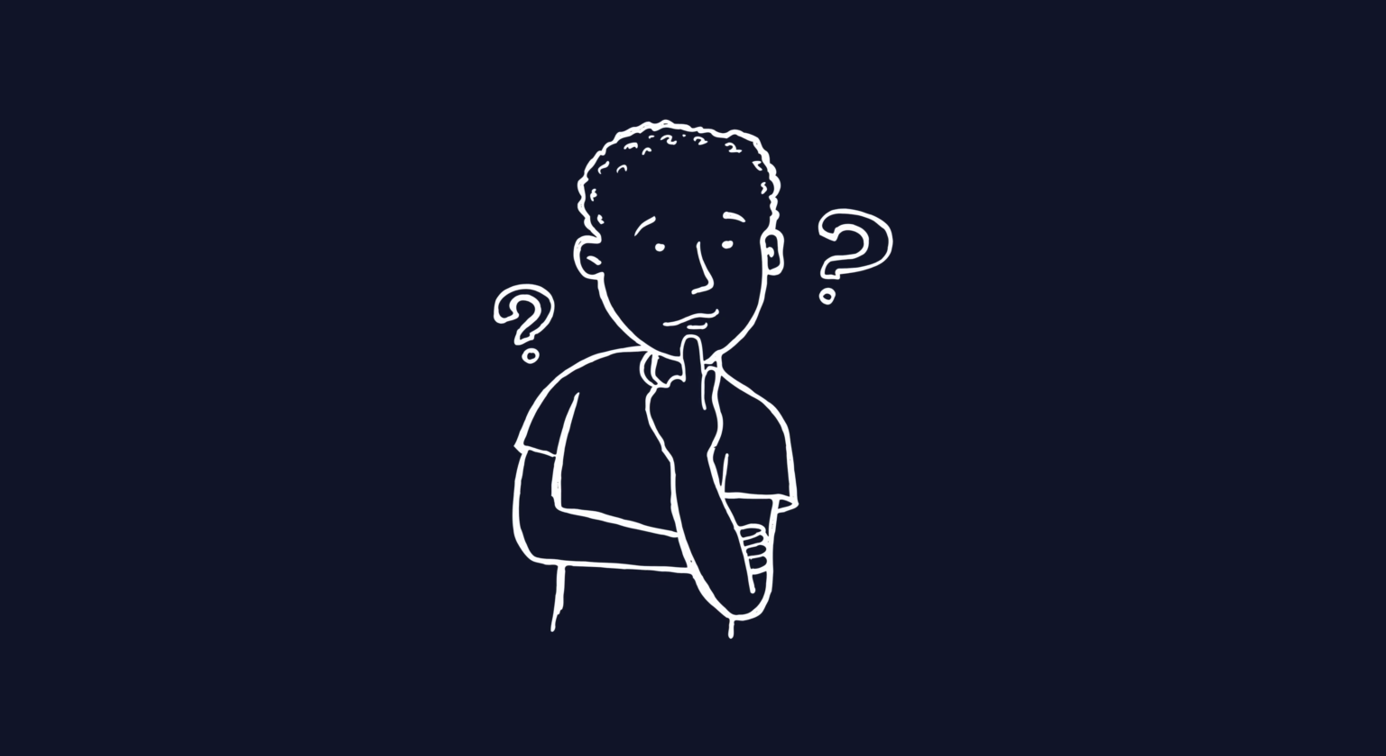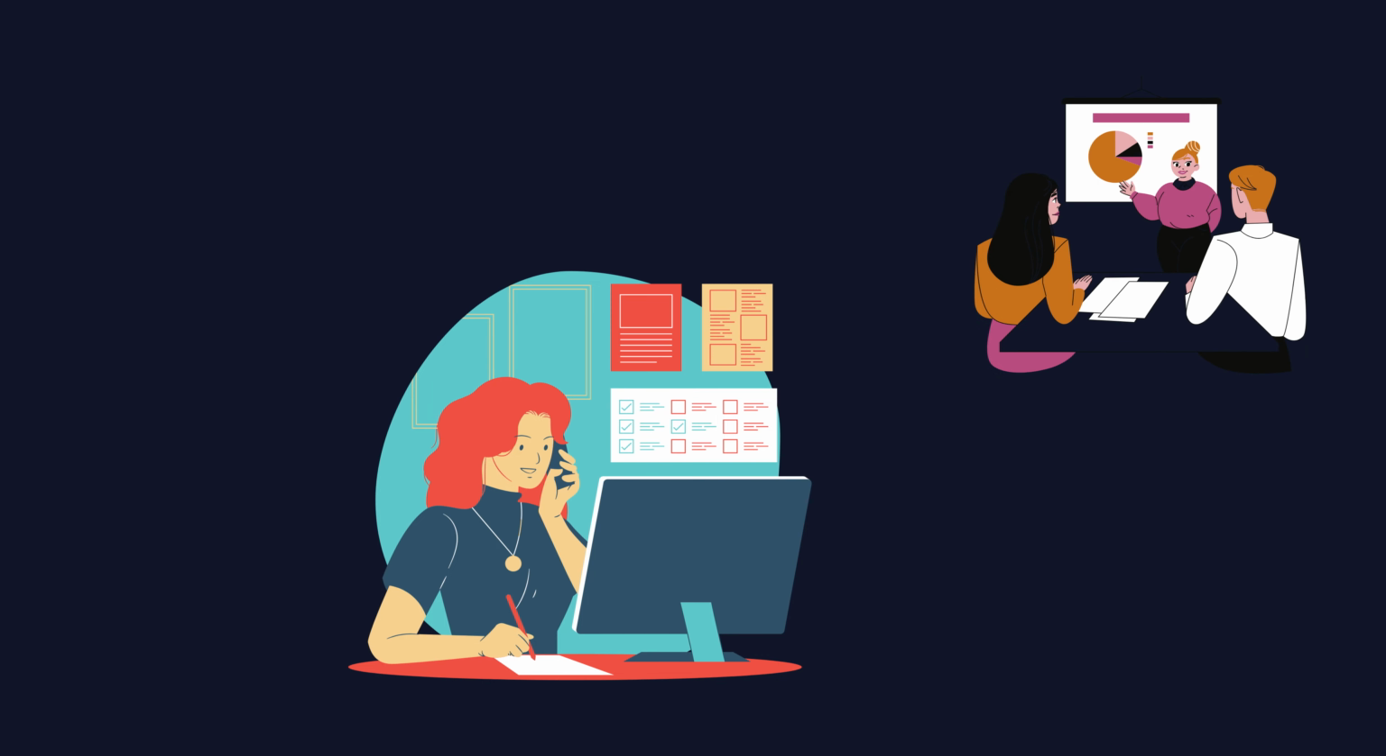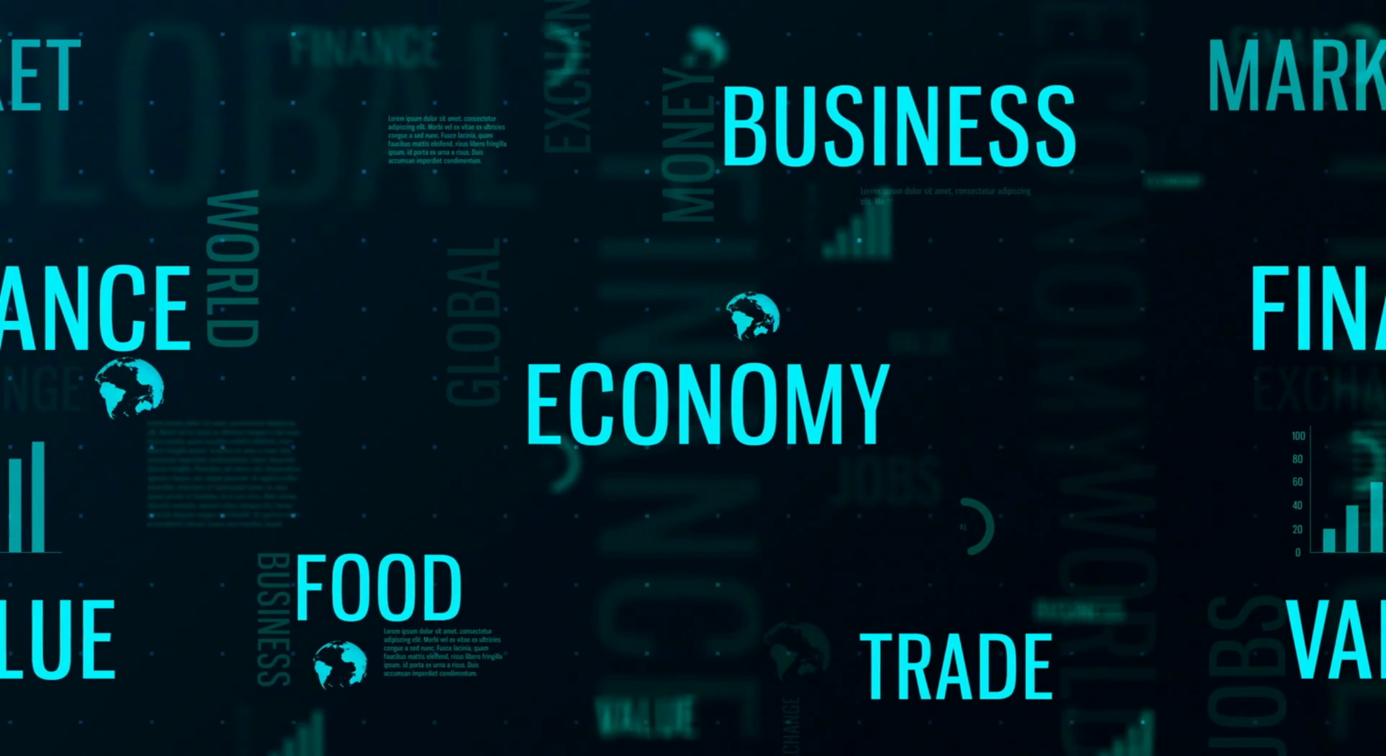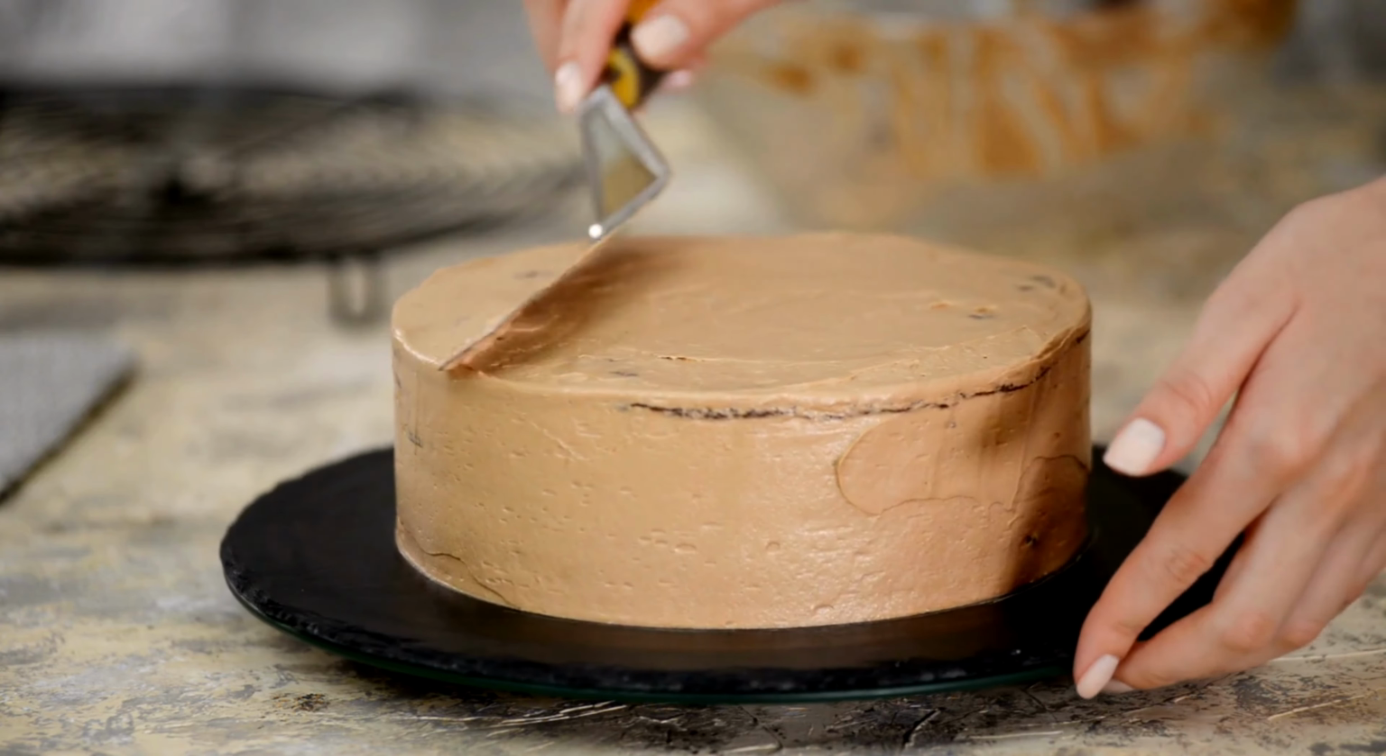What is data? Data is like a collection of information that we can use and understand. It's everywhere. Imagine it's like the ingredients and instructions for making a cake.